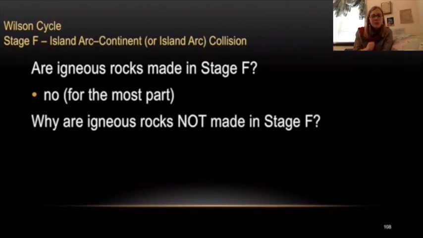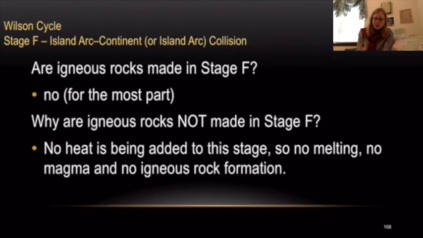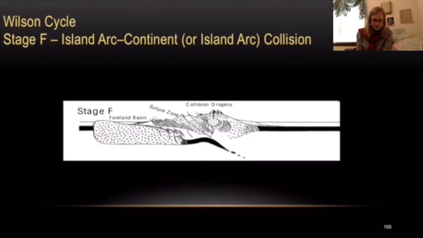Why do we not worry about igneous rocks in stage F? What's not happening here? We don't have heat added, so we don't have melting. Because we have no melting, we don't have magma. Because we don't have magma, we don't have igneous rocks being formed. All right, stage F.